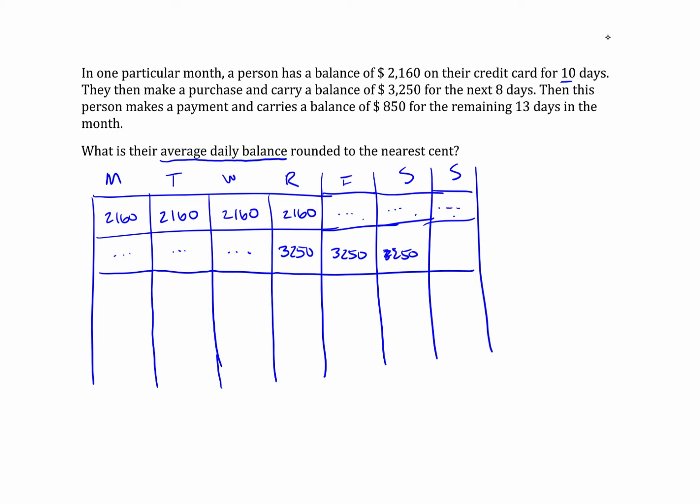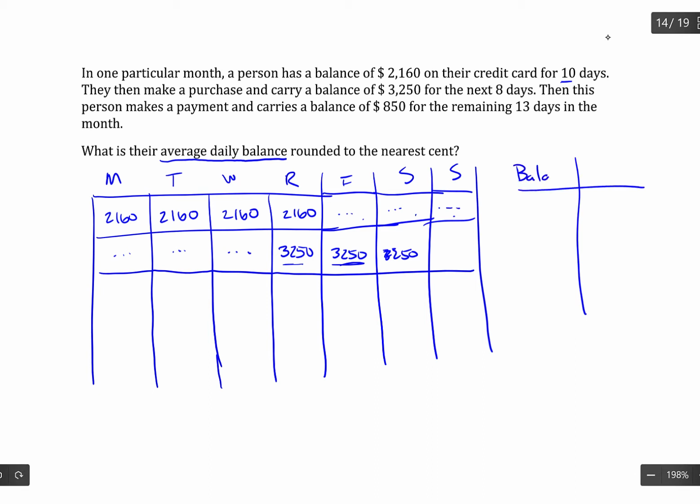So the mean would be $2,160. But the mean when this Thursday comes along changes, because now we have a data value that's larger than the mean. It brings the mean up. And then here's another value that's larger than the mean, which brings the mean up further. So we have to take into consideration the balance on every single day of the month. Now, you don't have to draw out a calendar to do this problem. What you do have to do is use a weighted mean to come up with the solution.